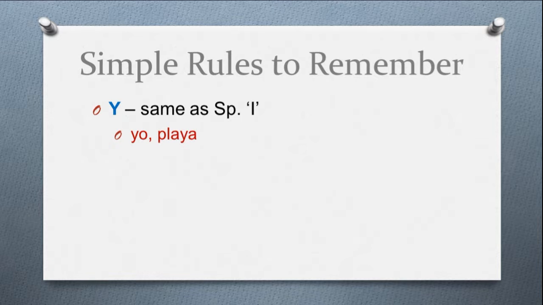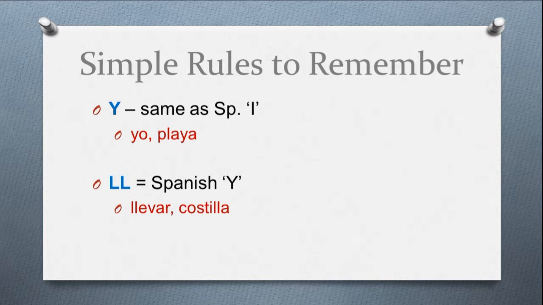Y sounds the same as a Spanish I, or the one that's called an E in Spanish. Remember that letter that looks like an I is pronounced E and makes the E sound, and Y is the same as that in Spanish. So yo or playa, for example. If you slow those words down, you'll notice that that's actually an E sound. Yo, playa.